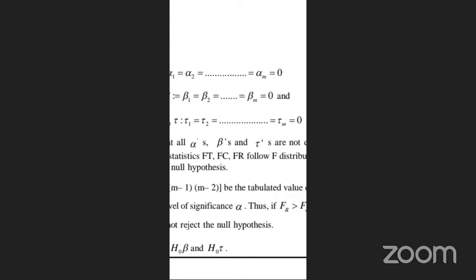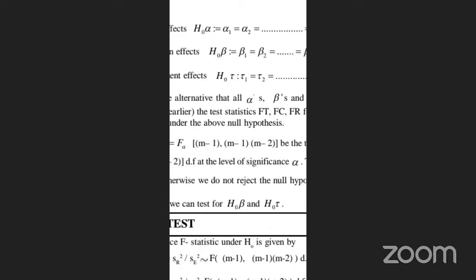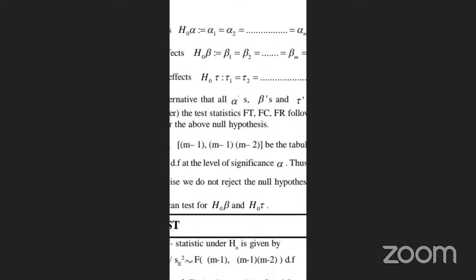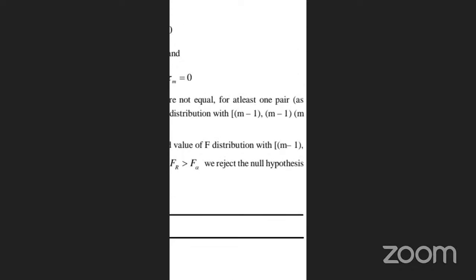So for row effects, H naught: alpha 1 is equal to alpha 2 is equal to alpha m is equal to 0. For column effects, H naught: B1 is equal to B2 is equal to Bm is equal to 0. So I am taking two different elements, alpha and beta, for rows and columns here. Therefore, for the treatment effects, H naught: T1 is equal to T2 is equal to Tm is equal to 0. Again, the alternative says that alphas, betas, and taus are not equal, because the rows, columns and treatments are different for at least one pair.